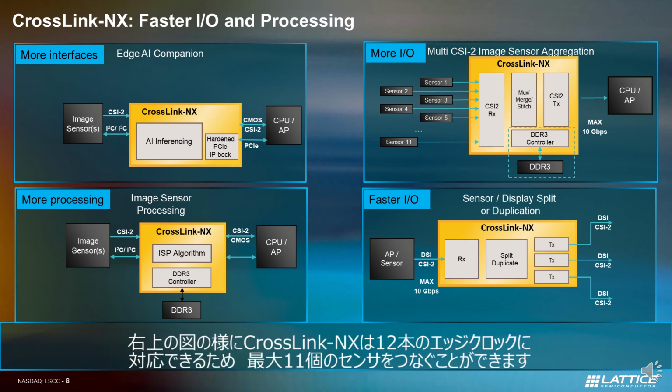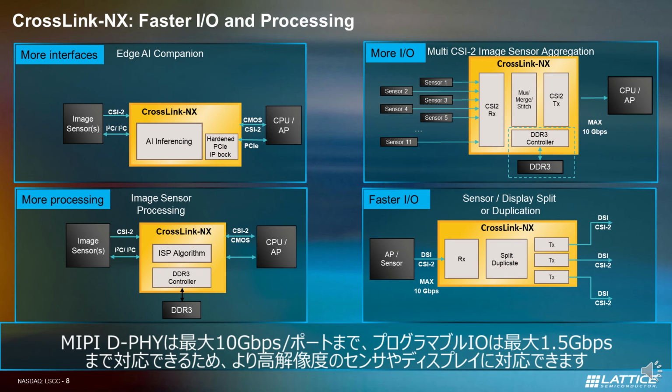We talked about CrossLink-NX having more edge clocks to support more sensor aggregation. Due to how the I/O is assigned to the different banks in the FPGA, it can support up to 11 sensors. That is 6 more sensors than what CrossLink can support. CrossLink-NX also supports faster DDR at 10 gigabits per second port. The programmable differential I/O can operate up to 1.5 gigabits per second in a flip chip package, enabling higher resolution sensors and display split or duplication.